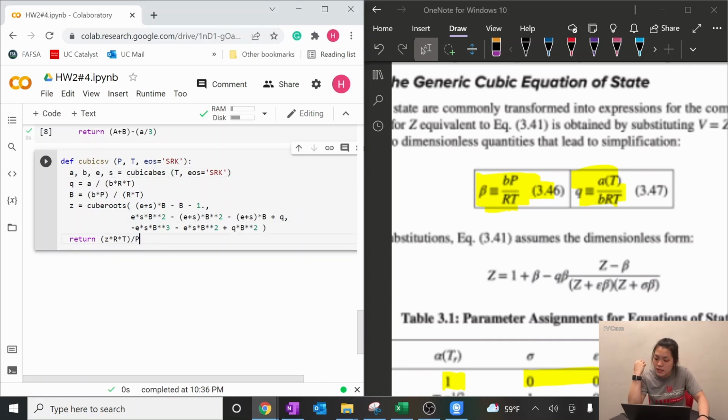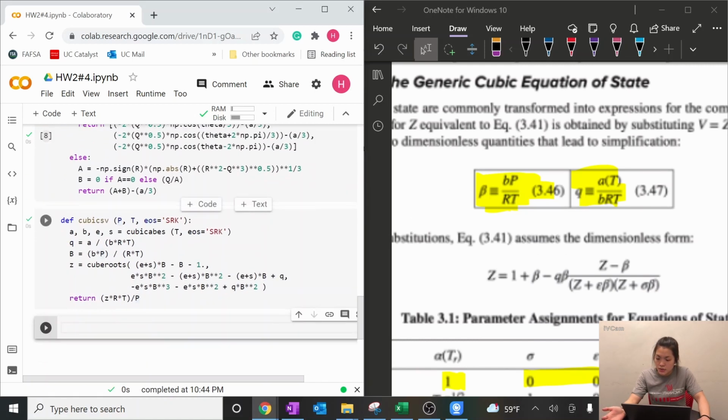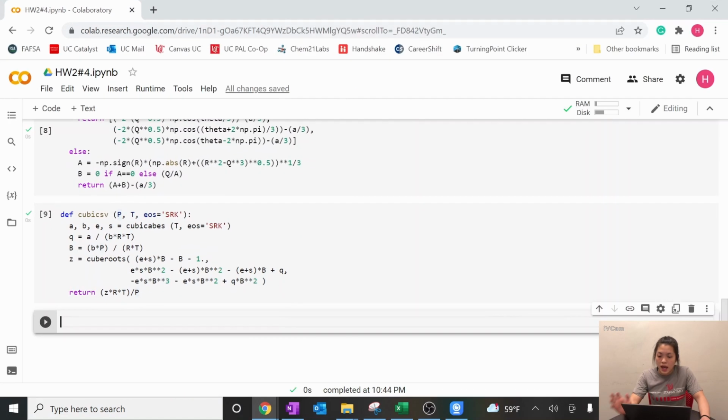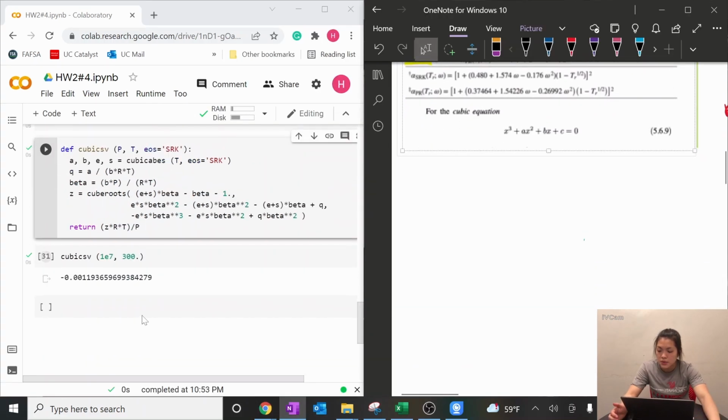So now when we have everything defined, we're going to shift enter. And it looks like everything is working. So let's try it out. Let's say we have a given temperature and a given pressure. So we're going to use cubic SB. We're going to find the specific volume at a given pressure, let's say at 1 times 10 to the 7th pascals and at a given temperature of 300. We're going to shift enter. So as you can see, we got a specific volume.